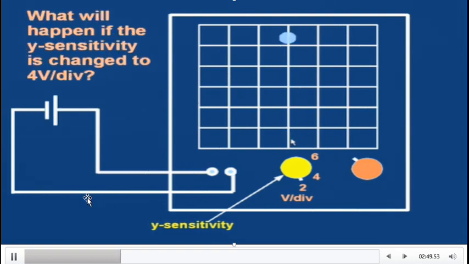All right, the next thing is: if we change the voltage setting from 2 to 4, then what will happen? If one box is 4, then of course the spot comes down, because the cell is the same and the total voltage is the same. But the value of one box, one division, we are going to increase. So if we increase it, what will happen? Of course it will come down. Just watch.